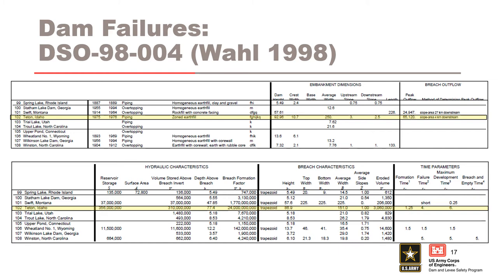This slide presents an excerpt from Tony Wahl's Dam Failure Database to provide a sense of the type of data cataloged, which includes embankment characteristics and dimensions, hydraulic characteristics, and breach characteristics, which include dimensions, outflow, and time parameters. Teton Dam is highlighted.